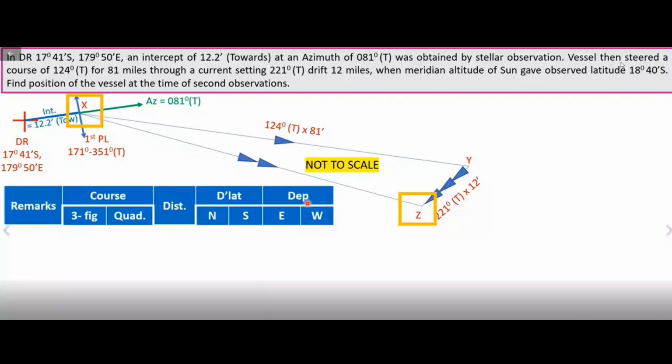Yes, it is given in the question, vessel has steered a course of 124 and 81 miles. So we know this is our CTS. Yes, that's right, beta. Whatever you are steering is the CTS, course to steer. CTS means course to steer.